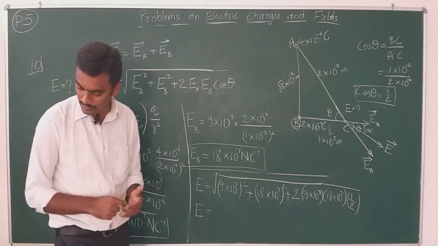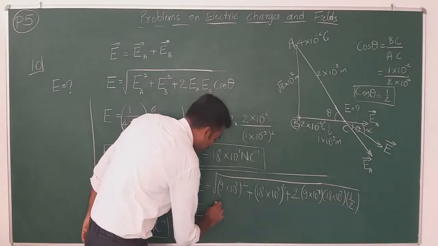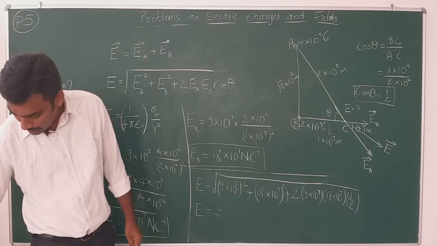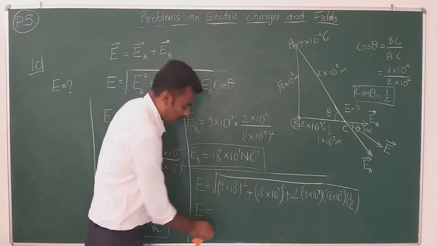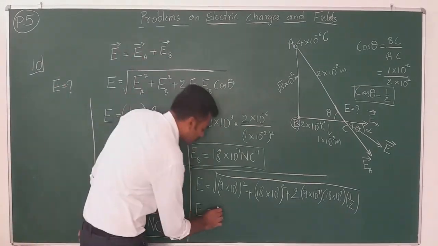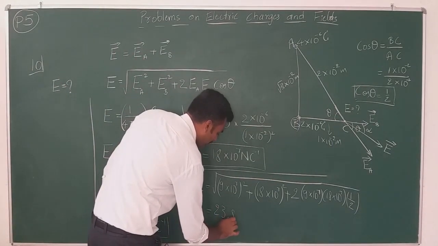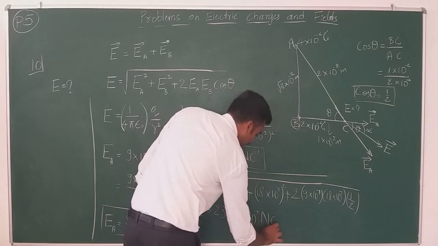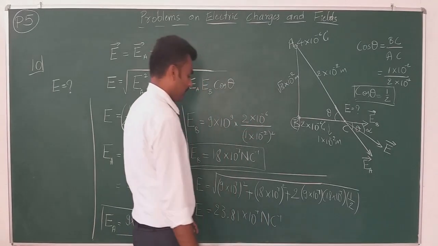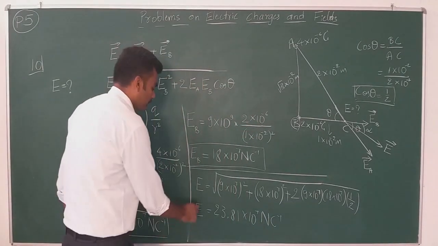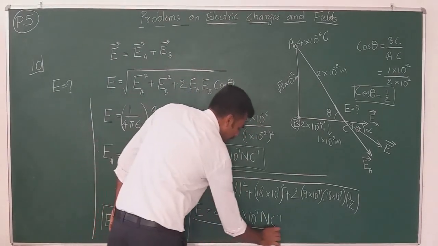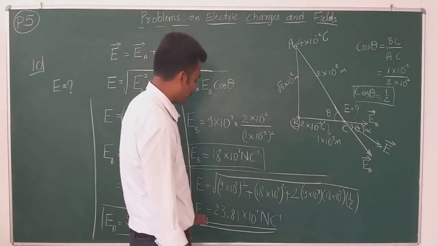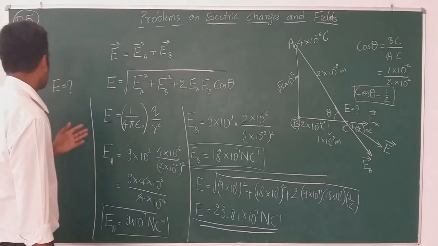So it is 23.81. After all the calculation, it is 23.81 into 10 to the power of 7 Newton per Coulomb. This is the magnitude of the net electric field at point C. Okay. Now going for the direction part.